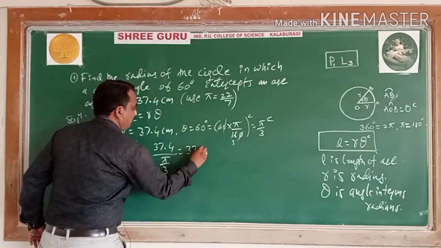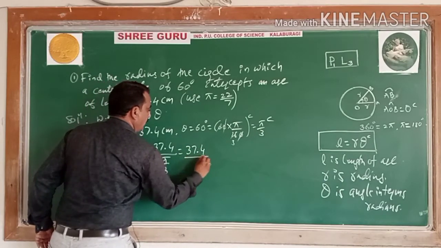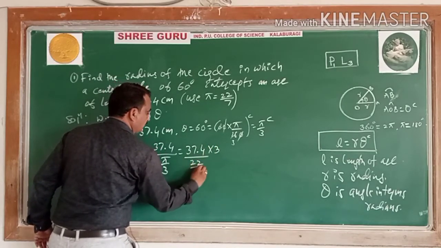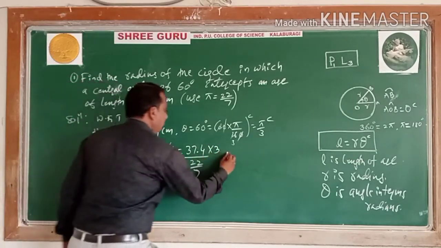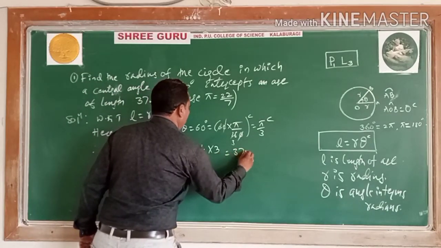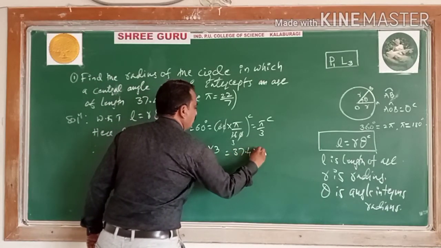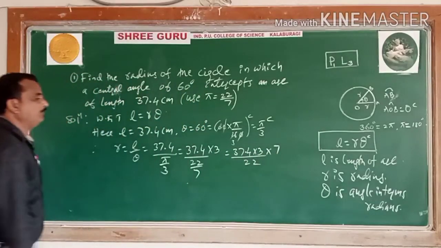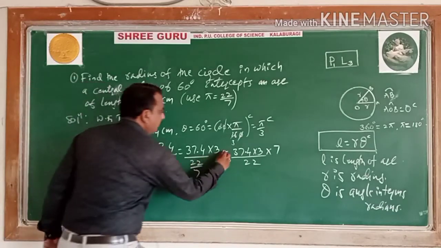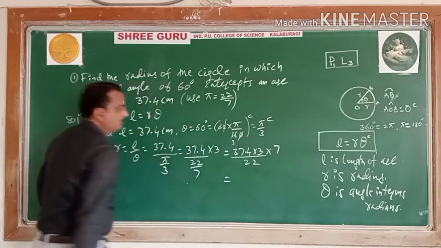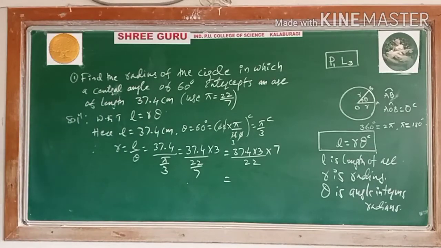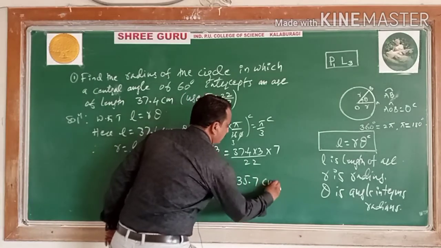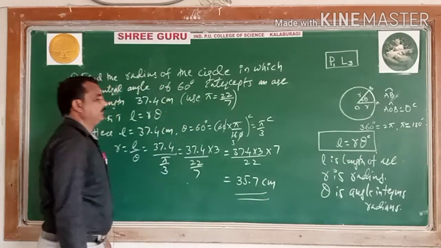See, 37.4 divided by pi by 3, so 3 goes to the numerator. Pi is 22 by 7 again, so that 7 goes to the numerator. See how much it becomes? 37.4 into 3 divided by 22 into 7. You may simplify it; here I will write directly the answer after simplification. You may calculate by using simple simplification. How much do you get? 35.7 centimeter.